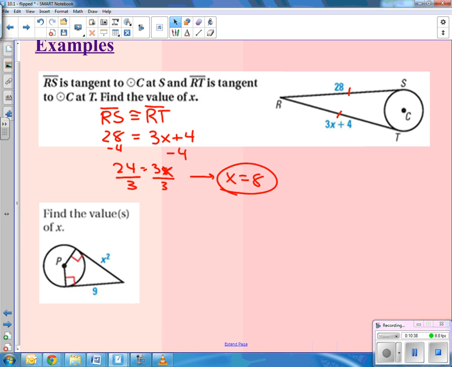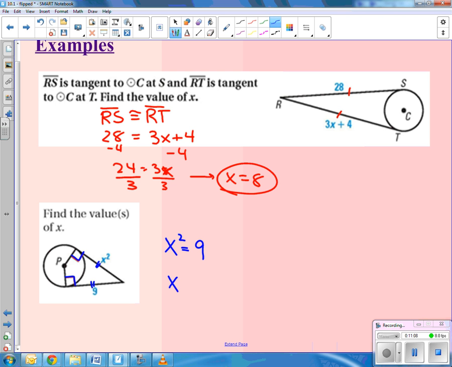Using that same understanding, let's answer the second one. So go ahead and try this first. Hopefully you started this one by recognizing that since we have those two right angle symbols in the diagram, the two outer segments are tangents. And they're both coming from the same point, so they're going to be congruent. So that means I can set them equal. X squared equals 9. So I need to solve for x by taking the square root.